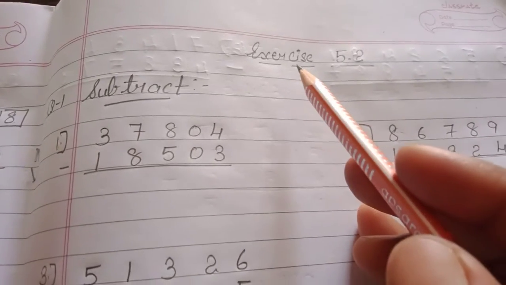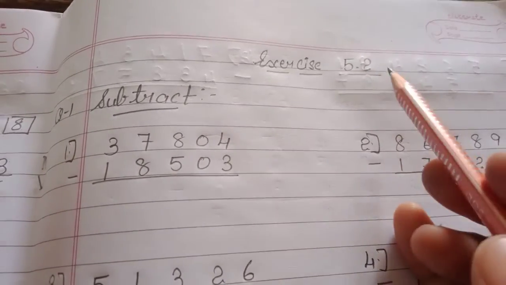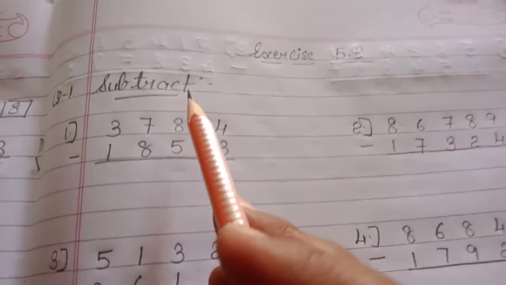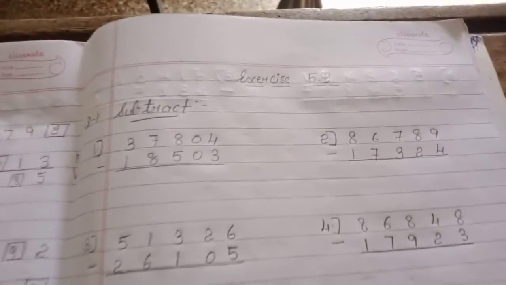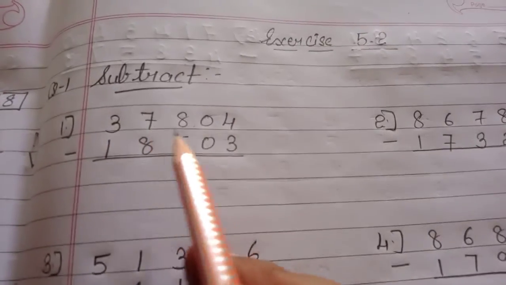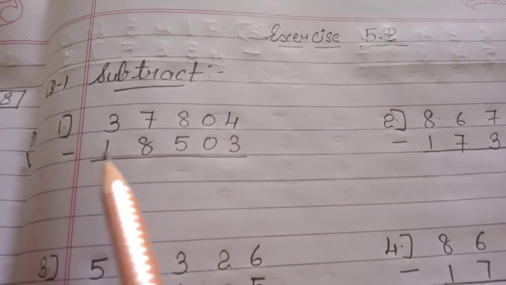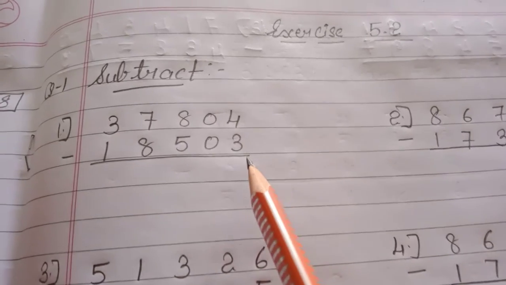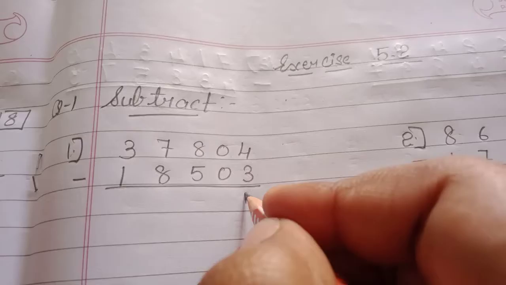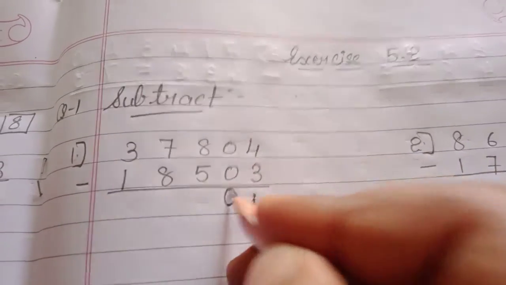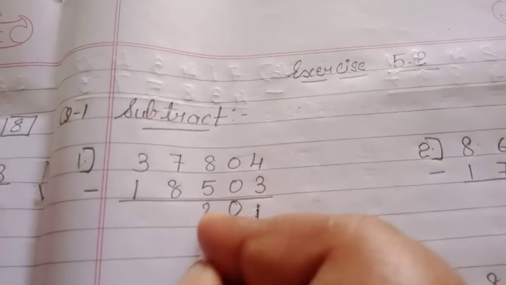Hello students, today we are going to write exercise 5.2 question number 1, subtract. In this subtraction we are going to do subtraction with borrowing. So number 1, 37,804 minus 18,503. So we will start from the ones place. 4 minus 3, 1. 0 minus 0, 0. 8 minus 5, 3.